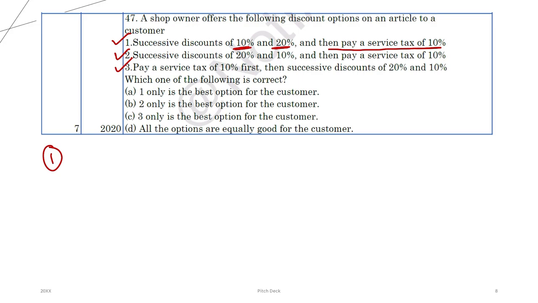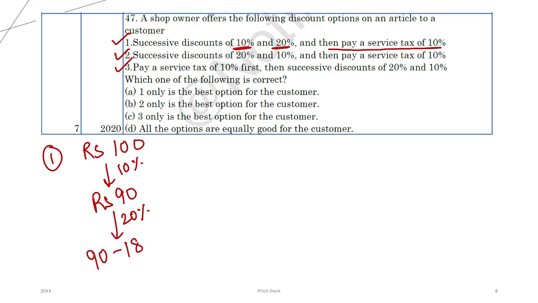The price of the product was 100 rupees. First a 10% discount was given to you. So you got it for 90. Then another 20% is given to you. 20% of 90 is 18 rupees. So 90 minus 18 is 72. So 72 is what you are getting the product for, right? This is a discounted price.